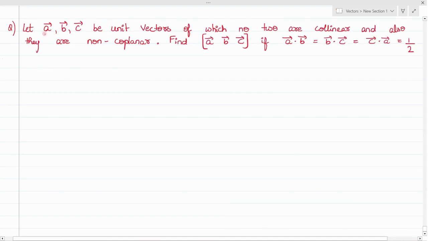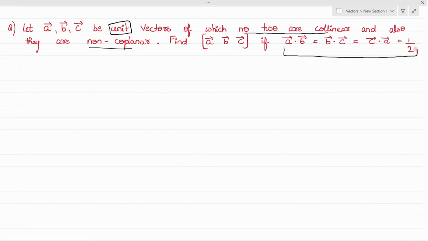In this question, it is given that A, B, C are unit vectors, of which no two are collinear and also they are non-coplanar. So we need to find the scalar triple product of A, B, C if this is true. We got a hint over here that all three vectors are unit vectors. So for unit vectors, we can write A dot A equal to B dot B equal to C dot C is nothing but 1.